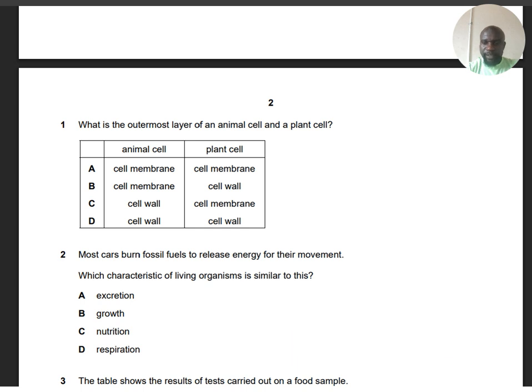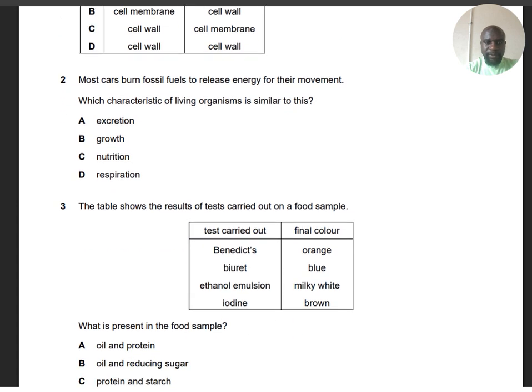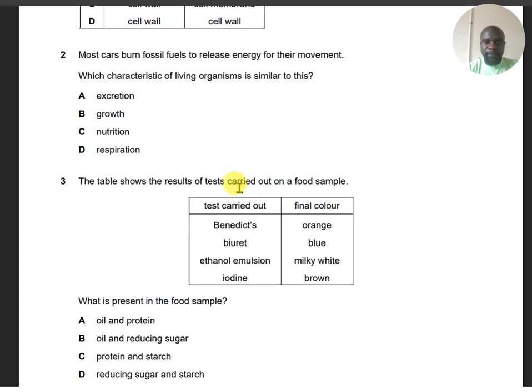Right. Part three, it says the table shows the results of tests carried out on food samples. The tests carried out are Benedict's, biuret, ethanol emulsion, iodine. Then the final colors: for Benedict's, orange; for biuret, blue; for ethanol emulsion, milky white; and for iodine, brown. What is present in the food sample?